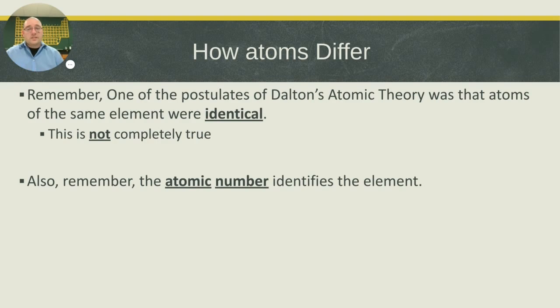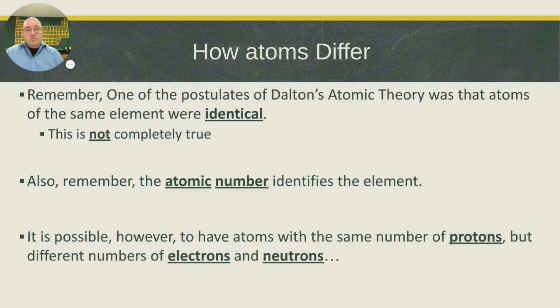So the atomic number identifies the element. So that's what makes it the same element. It's possible, however, to have atoms with the same number of protons, but different numbers of electrons and neutrons. So Dalton was not correct in saying atoms of the same element are identical, because we now know that atoms of the same element can have different numbers of protons or different numbers of neutrons.